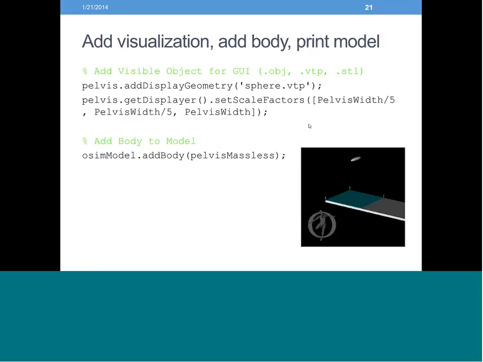Lastly, we're going to add visualization. We add the body to our model as well. OpenSim has a large set of basic models. You can use any object you want in OpenSim if it has the extension OBJ, VTP, or STL. In this case, we use the built-in sphere, and then we use the displayer to scale it so that our pelvis width is the long axis, and we have shortened ellipsoid axes.